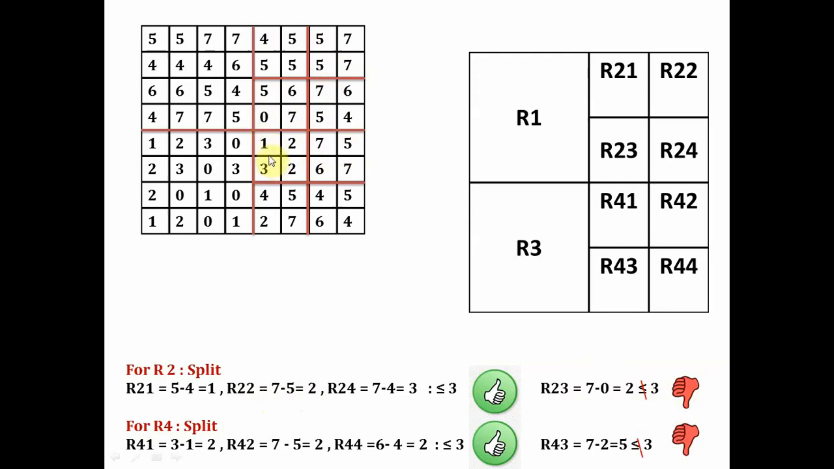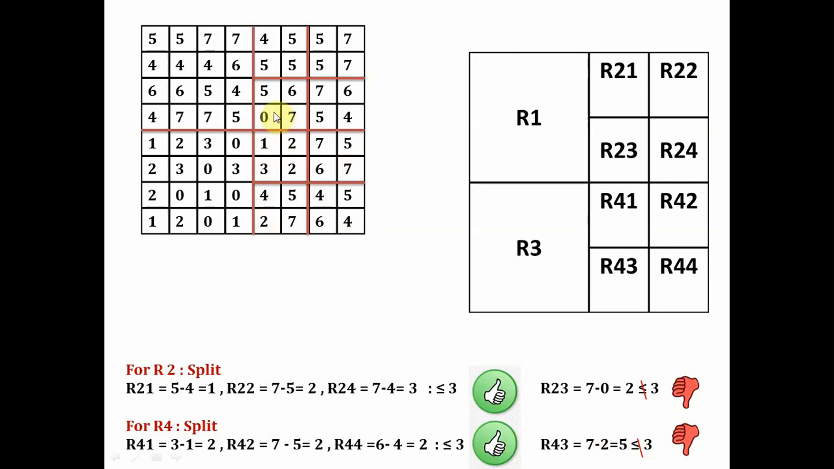Now you have R41, R42, R43, R44. R4 has been divided into four different parts. For R41, the maximum pixel is 3 and the minimum pixel is 2. 3 minus 2 is 1. Yes, you are satisfying the condition. Then R42, maximum 7 minus 5, 2. Yes. Then R43, 7 minus 2, no. R43 does not satisfy the condition. Now R44, 6 minus 4, you are able to satisfy the condition.